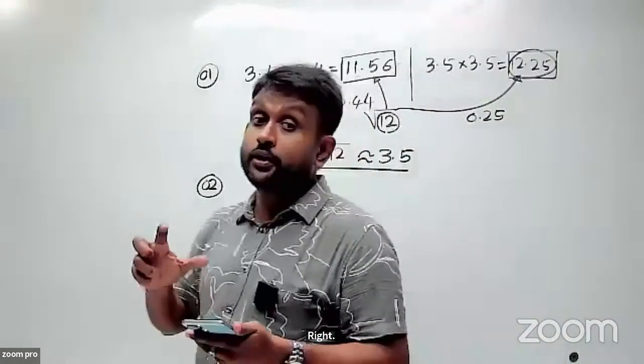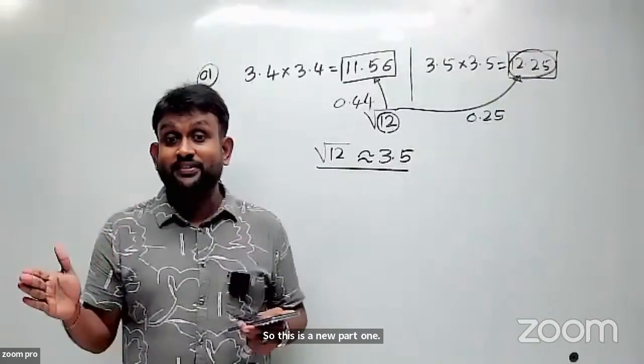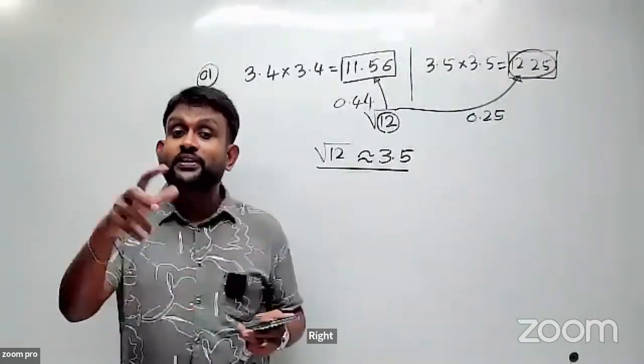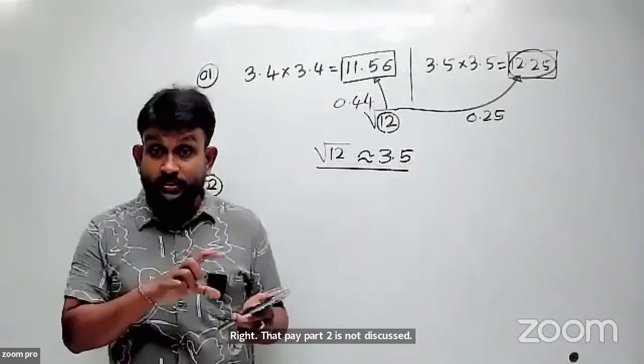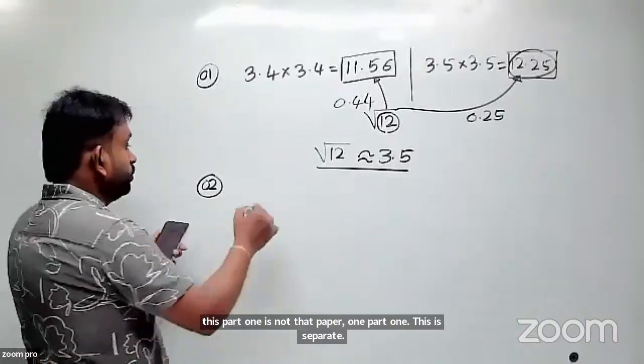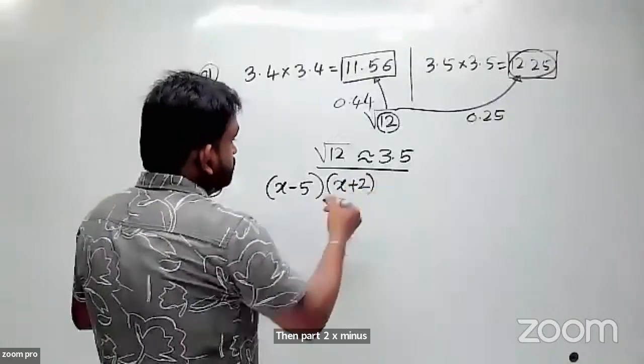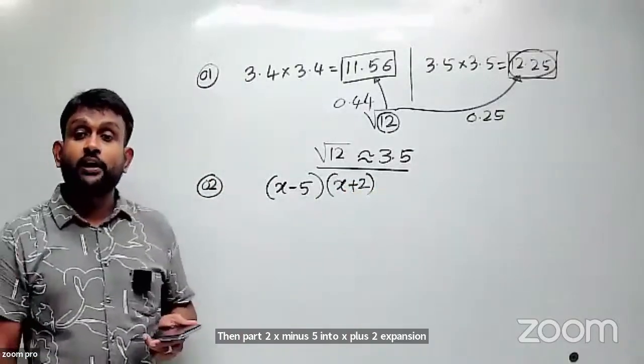So this is a new part 1. That part 2 is not discussed, but this is part 1, not paper 1 part 1. This is a separate 25 questions. Okay, then part 2, x minus 5 into x plus 2 expansion. Right, then how to do it?